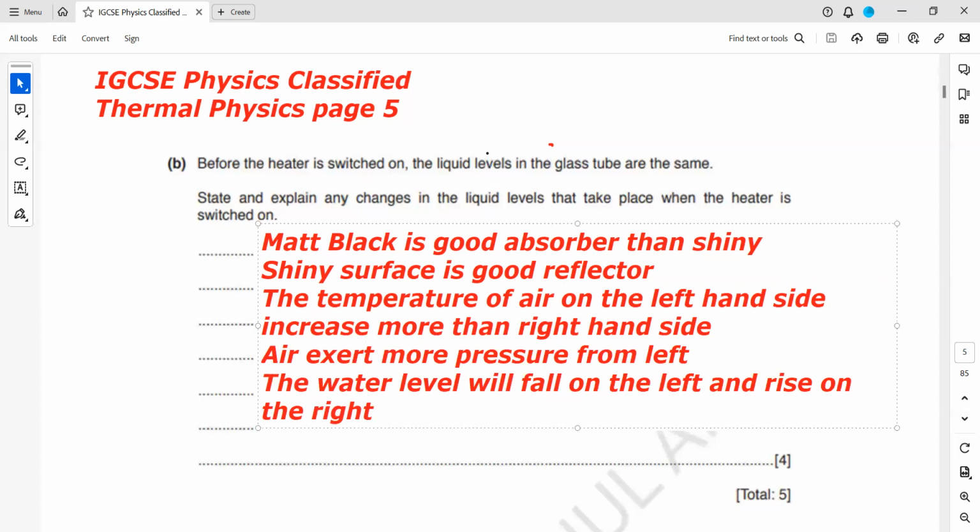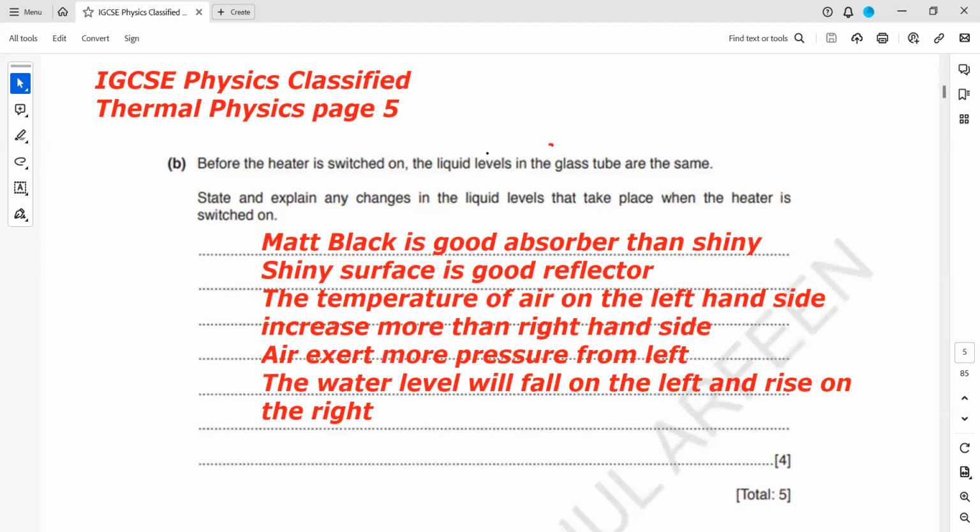It's the same explanation. Dull and dark surfaces are good absorbers, while shiny and smooth surfaces are good reflectors. One mark is for mentioning dull and dark surfaces are good absorbers. One mark is for mentioning shiny is a good reflector. One mark is for mentioning the temperature is high, so the pressure will be high. And one mark for mentioning that the level will be lower on the left hand side and it will rise on the right hand side. Is it clear?